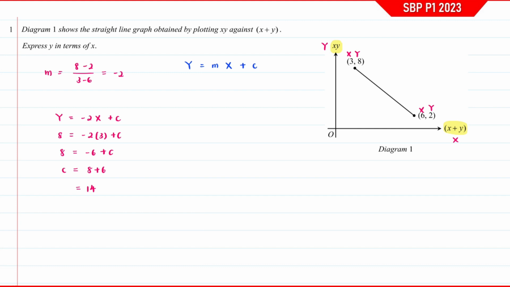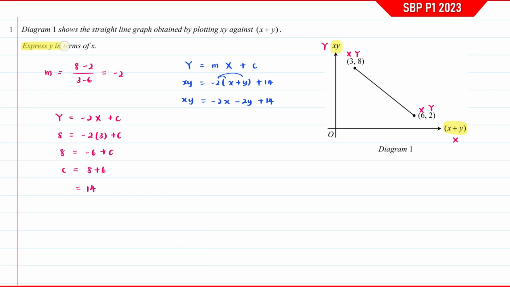So the capital Y here we're going to substitute with xy, the m with negative 2, the capital X with x plus y, and the c with 14. So next we want to expand this. So this will be xy equals negative 2x minus 2y plus 14.